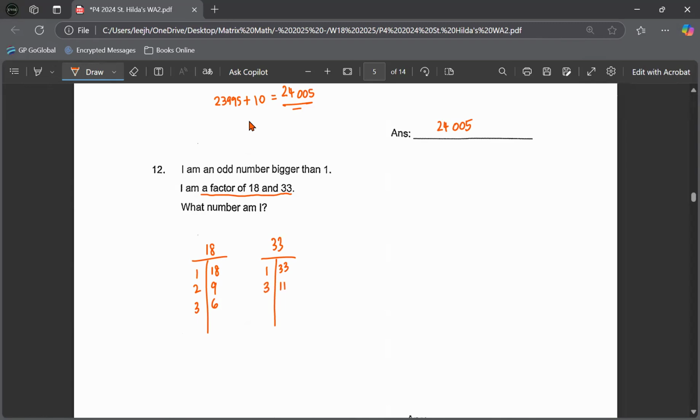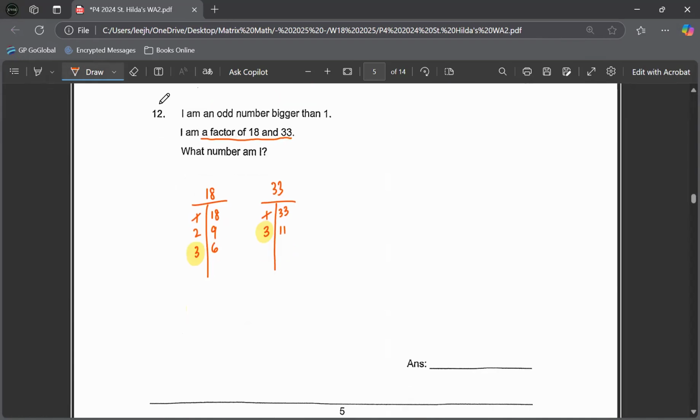So if you know that the number is bigger than 1, definitely 1 is not the answer. So I want an odd number. Out of these odd numbers, which one is common? Your answer is actually 3. Okay? So your answer will be, what number is it? It's actually number 3. So you just write 3 here. Finalize your answer.